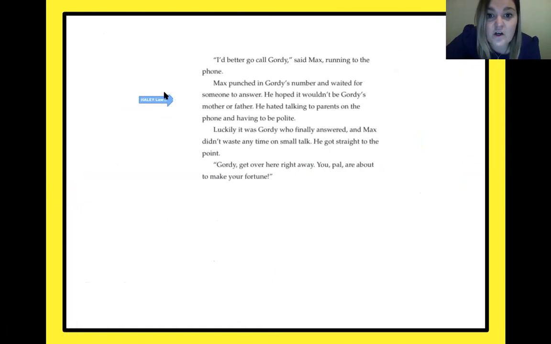I'd better go call Gordy, said Max, running to the phone. Max punched in Gordy's numbers and waited for someone to answer. He hoped it wouldn't be Gordy's mother or father. He hated talking to parents on the phone and having to be polite. Luckily, it was Gordy who finally answered, and Max didn't waste any time on small talk. He got straight to the point. Gordy, get over here right away. You, pal, are about to make your fortune.